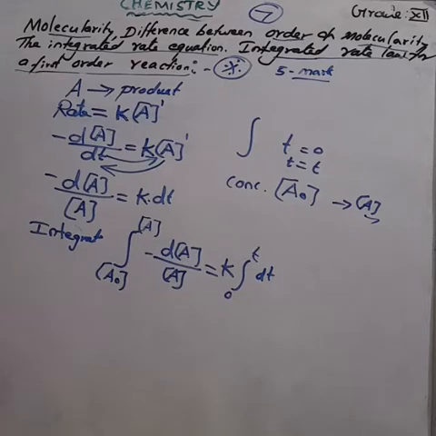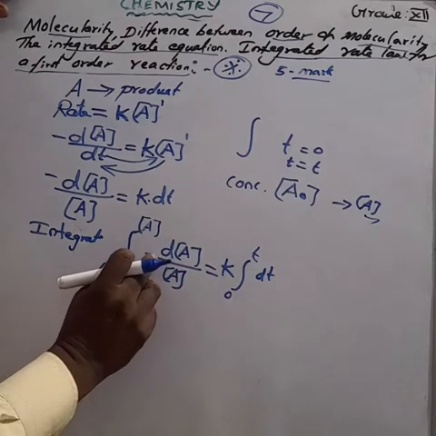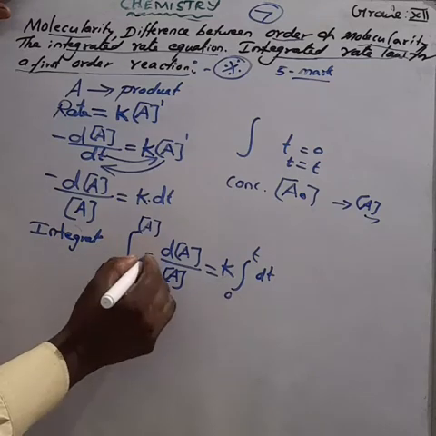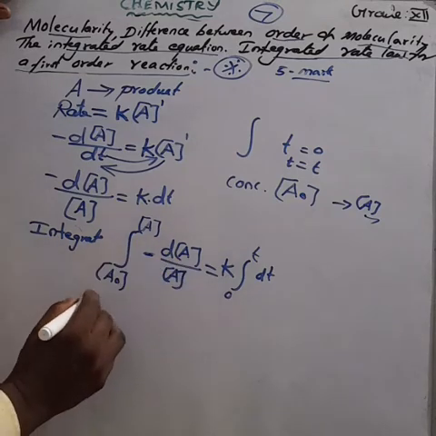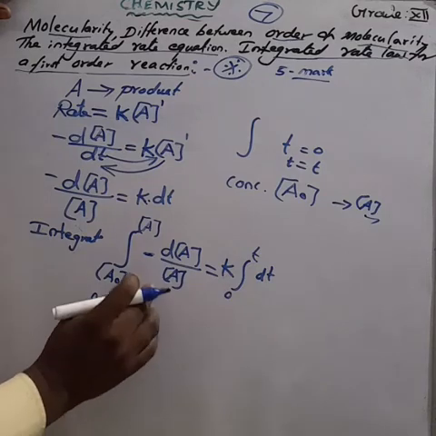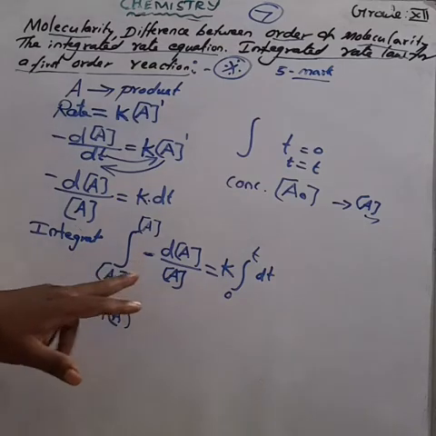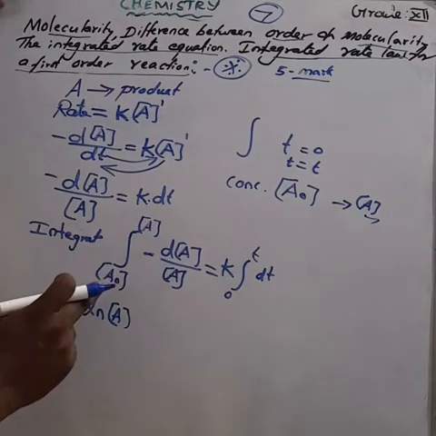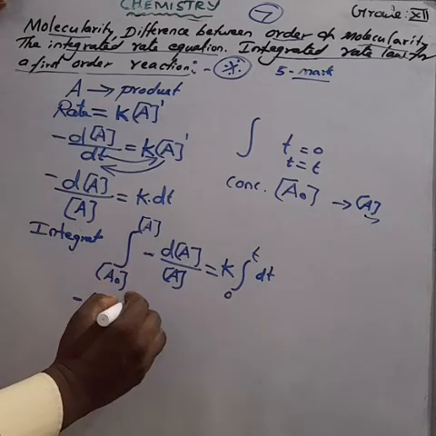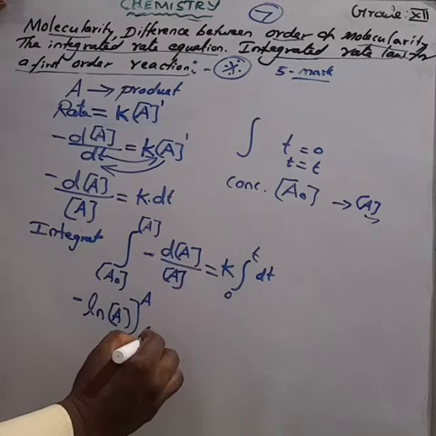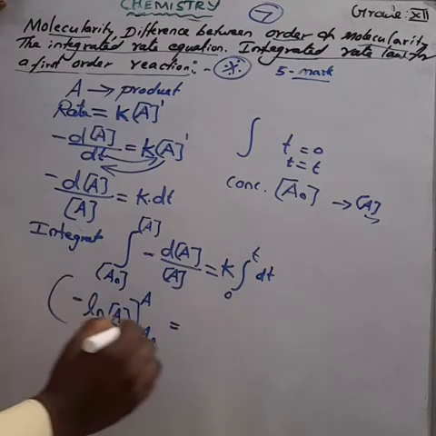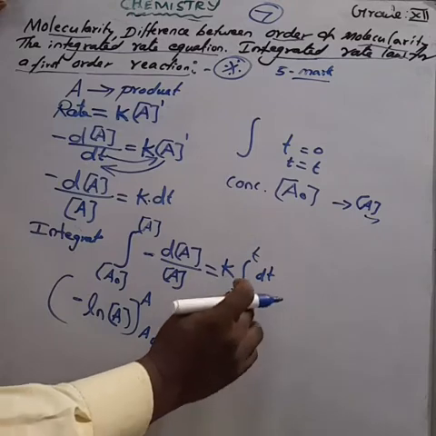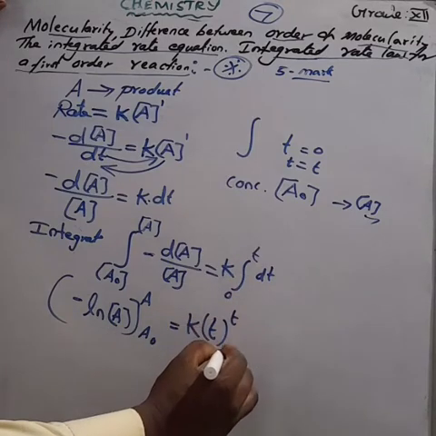Next, we integrate. The first one gives negative ln[A], with the two limits, the upper limit A and the lower limit A naught, is equal to k times t, with upper limit t and lower limit 0.